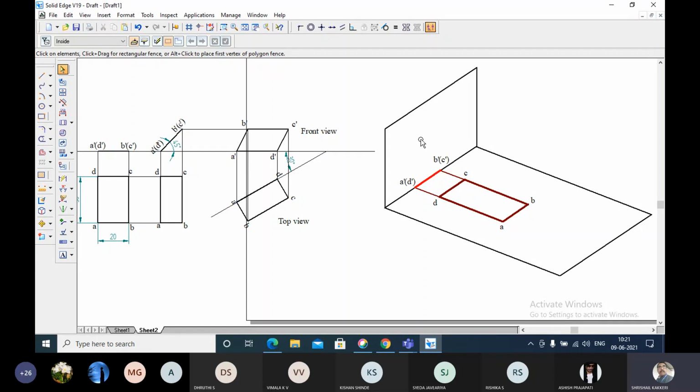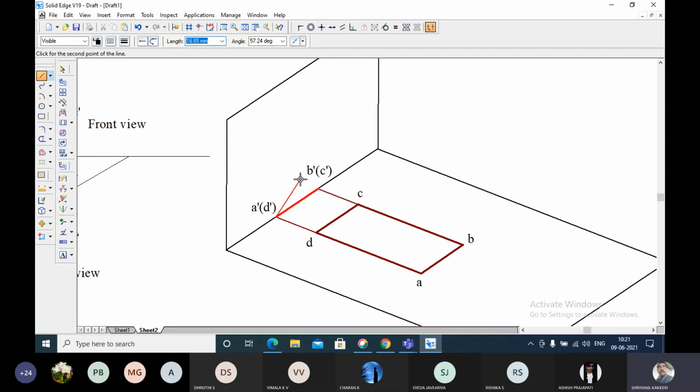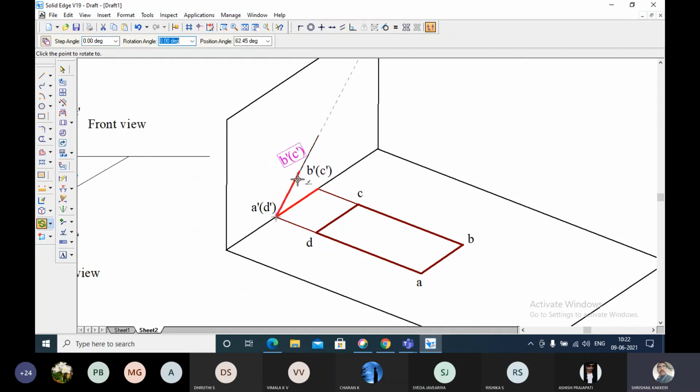Now what I'm doing is I'm going to make it at an angle of 45 degrees. Let me see how I can do it. I'll try to show you. For example, this will be an angle of 45 degrees. Let me take this one and this one. Let me rotate it. Taking this as a point, I'm going to rotate here. So I have rotated it at an angle of 45 degrees. You understood?